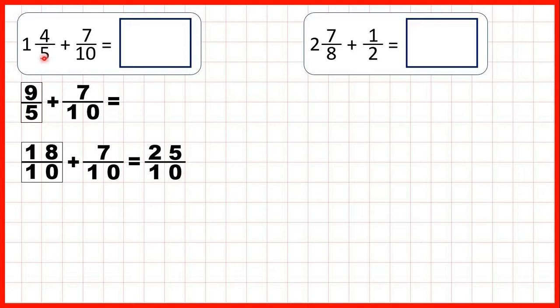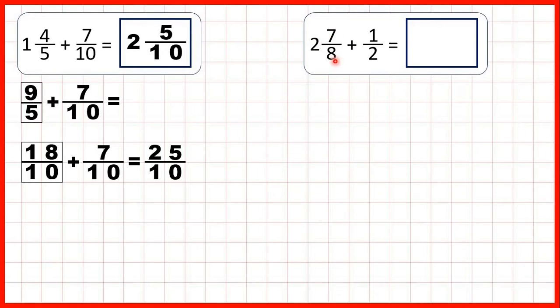But we can turn that back into a mixed number by dividing. 25 divided by 10 is 2 remainder 5, and the denominator stays the same. So our answer is 2 and 5 tenths. Now we have 2 and 7/8 plus 1/2. We can change 2 and 7/8 into an improper fraction. Remember, we multiply the whole number by the denominator and then add the numerator.